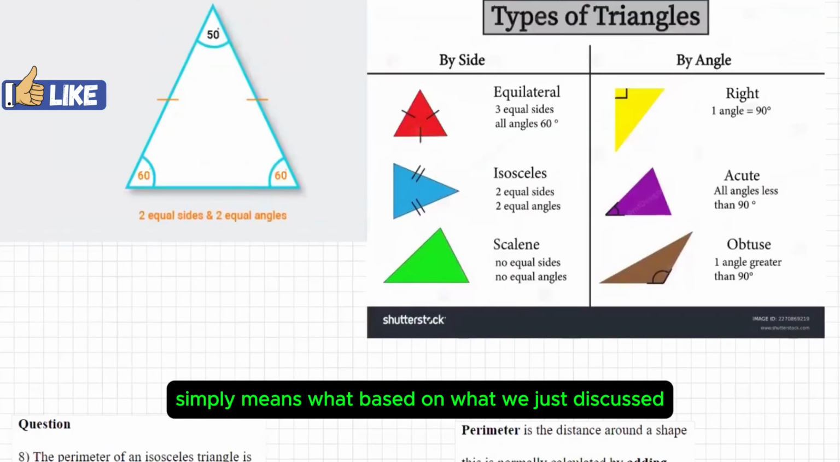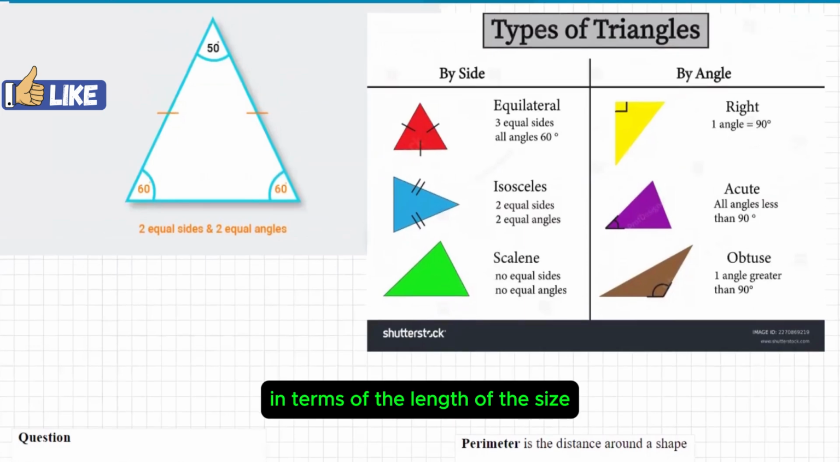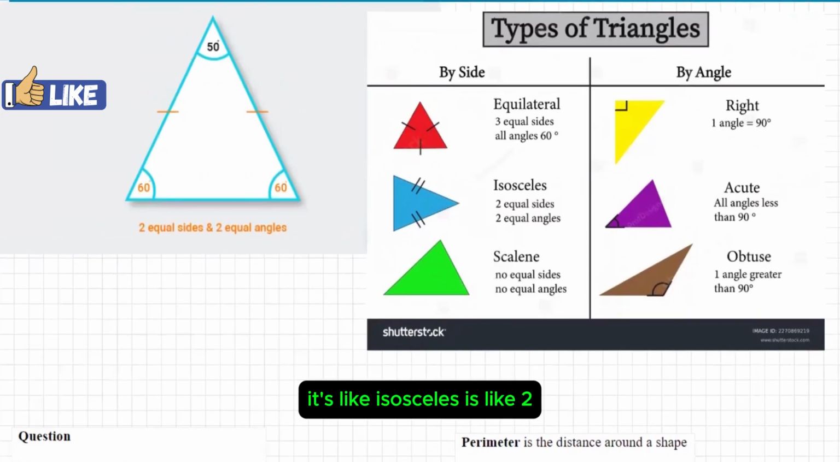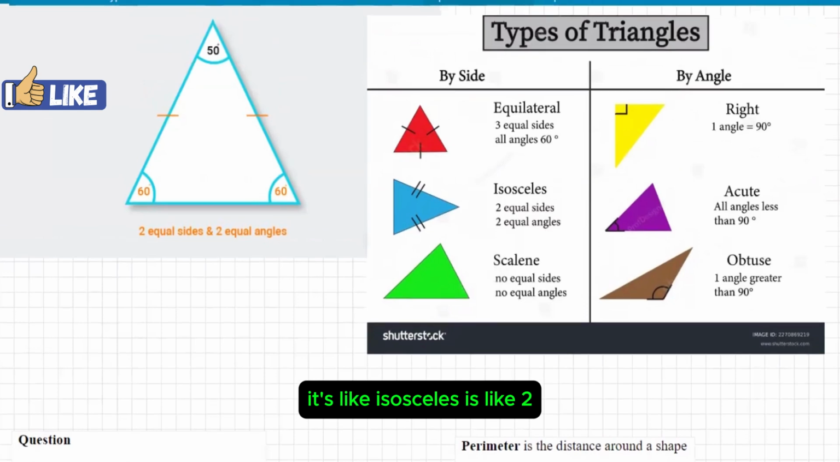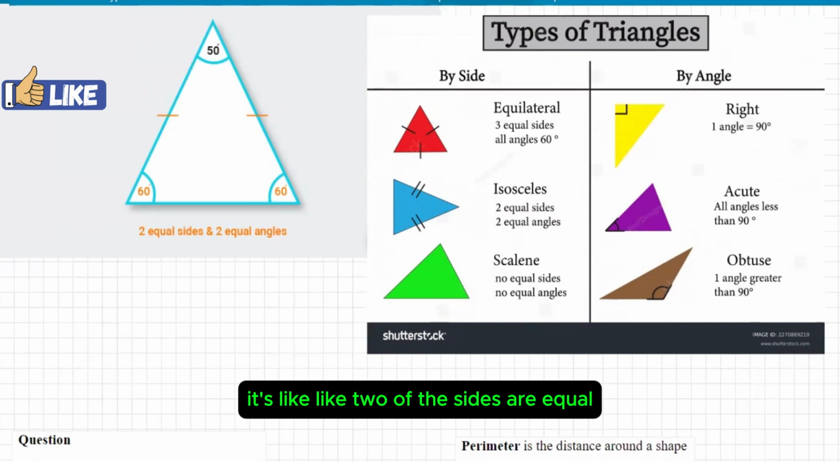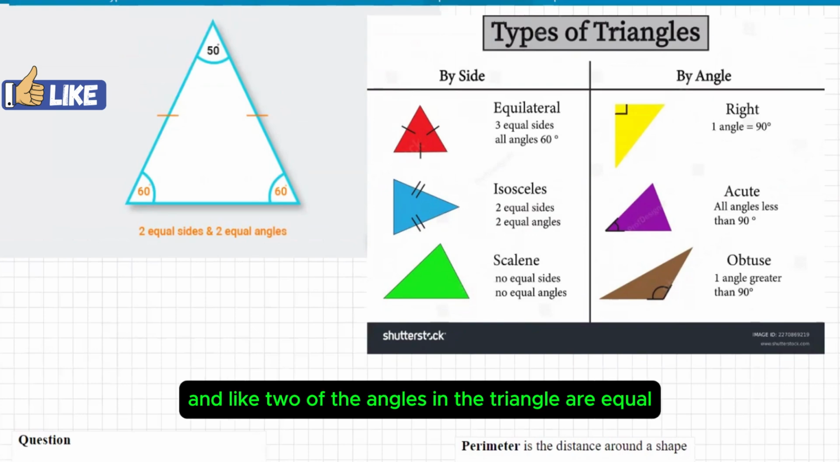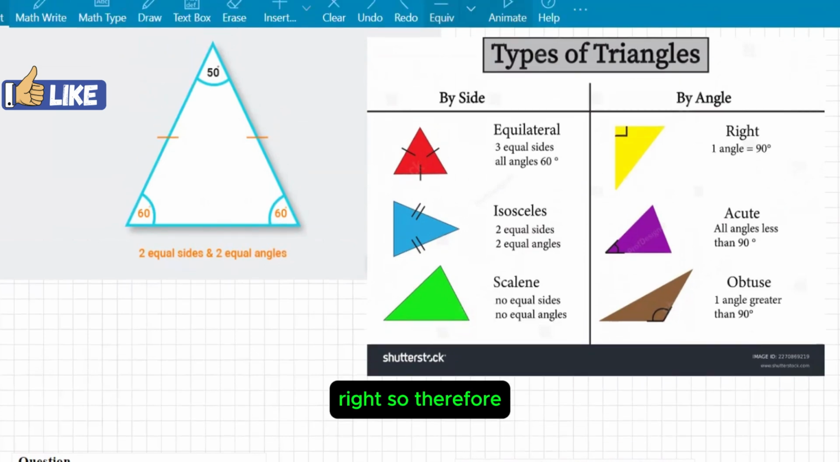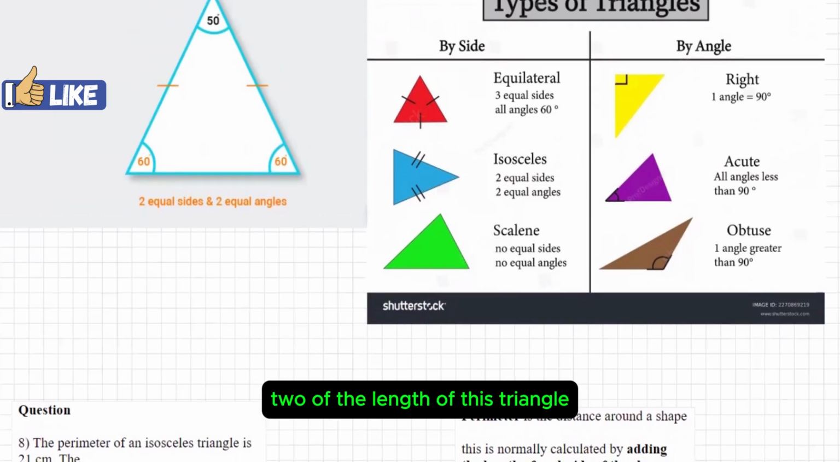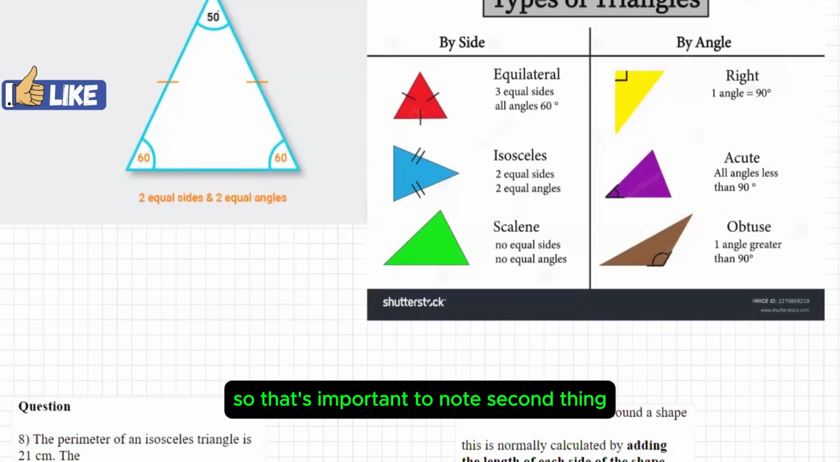Simply means what? Based on what we just discussed in terms of the length of the sides, isosceles is like two of the sides are equal, and two of the angles in the triangle are equal. Right. So therefore, two of the lengths of this triangle are going to measure the same. So that's important to note.